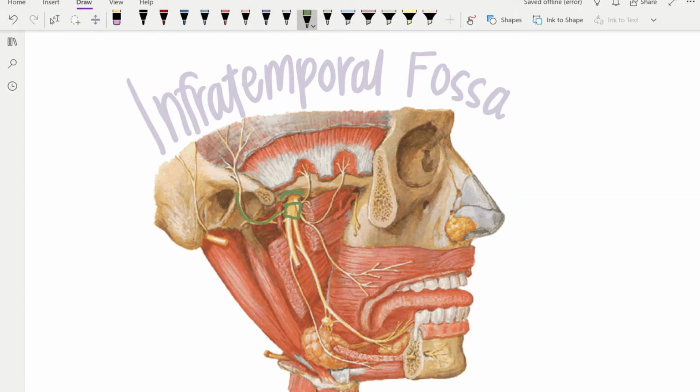Here we have the auriculotemporal nerve, which supplies the skin of the temporal region. Here is the buccal nerve, which supplies sensation to the skin and mucosa of the cheeks. Next is the lingual nerve, which supplies touch sensation to the anterior two-thirds of the tongue.